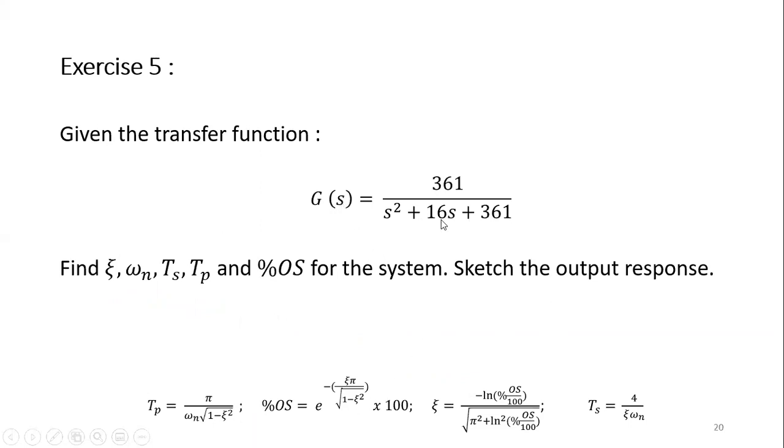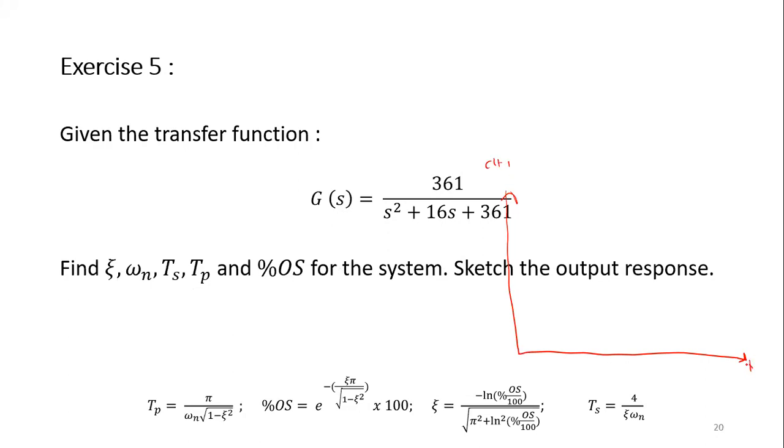You are given the transfer function 361 over s squared plus 16s plus 361. So similarly, find the damping ratio, natural frequency, settling time, peak time, and percent overshoot for the system, and sketch the output response. At the end of this exercise, you need to be able to sketch the output response.